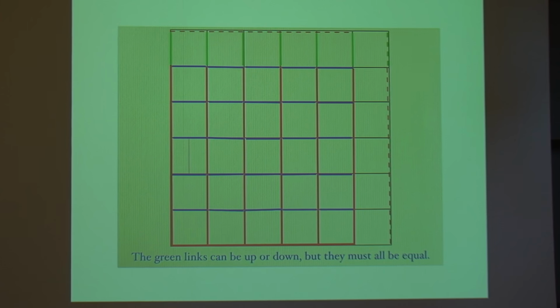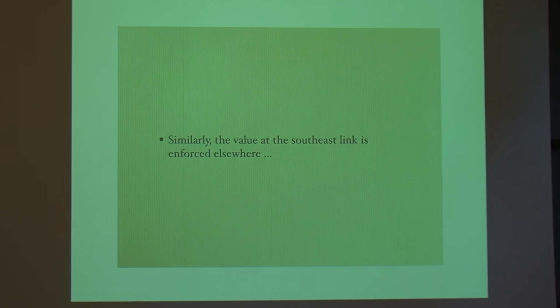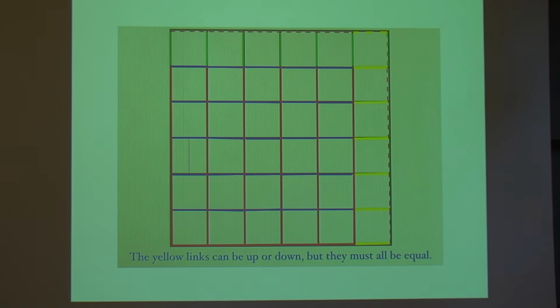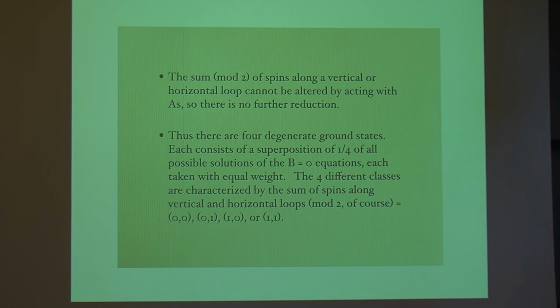The upshot of the analysis, if it's done correctly, is you find that the constraints give you the condition that the spins on the blue links are all up, and the spins on the green links are all equal, but they could be either up or down. And then similarly, these yellow links can be either up or down, but they all have to be equal. So there are 4 ground states. This is not the central point of interest for us, true fact.